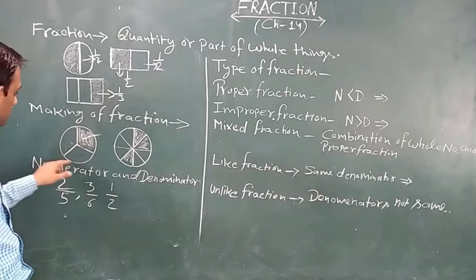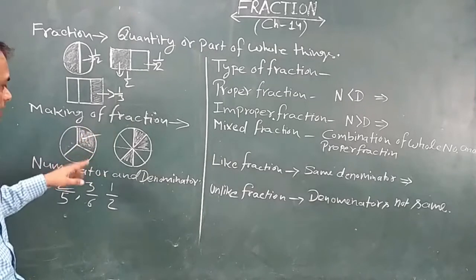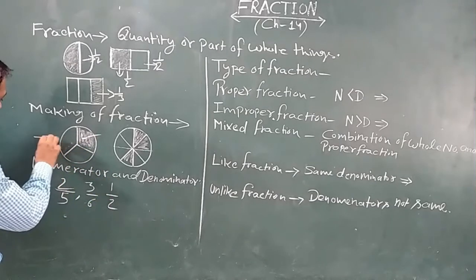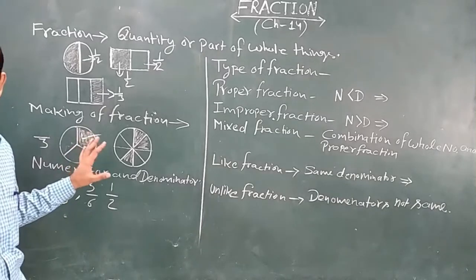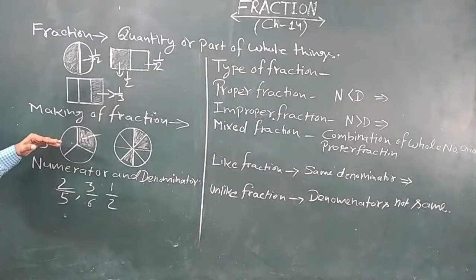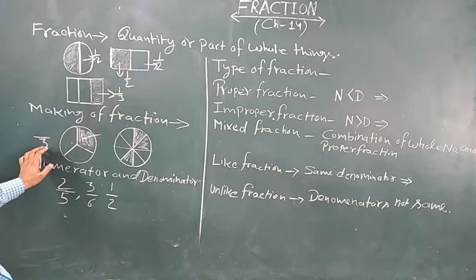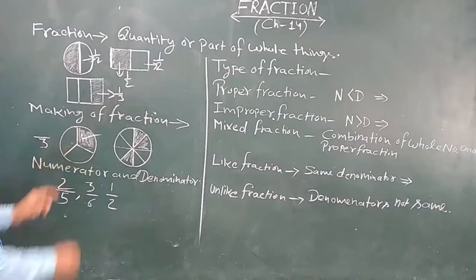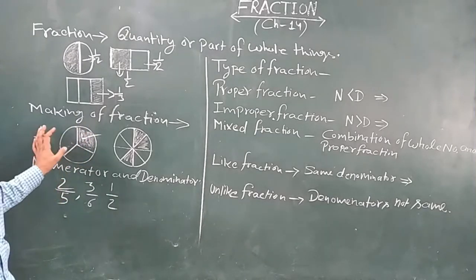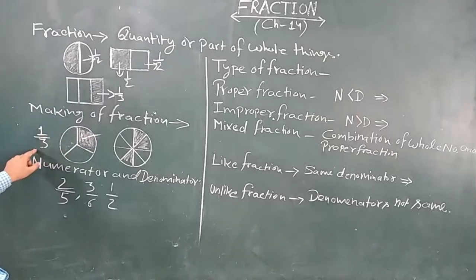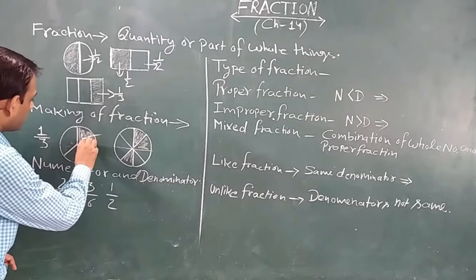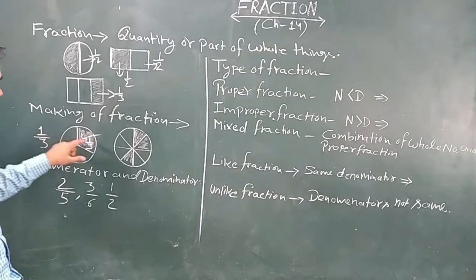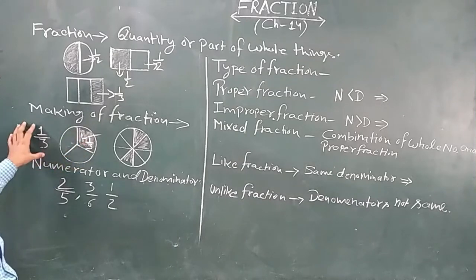As you can see here, this is the whole. And how many pieces have we made? 1, 2, 3. So we will write the total number of pieces, the total number of parts, below the line. And how many parts are shaded? Only one of them. So this will be written above the line. So it is called 1/3. So the fraction of the shaded part is 1/3 of this whole. This is the fraction of the shaded part.